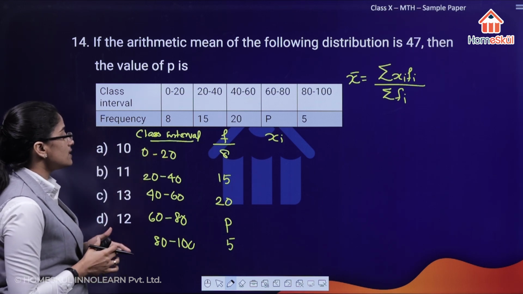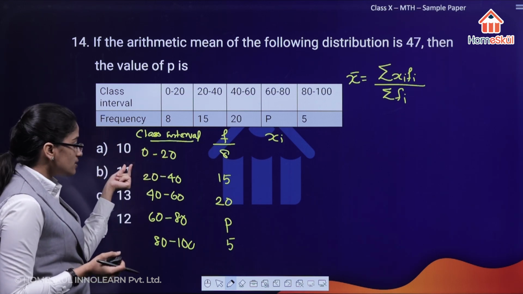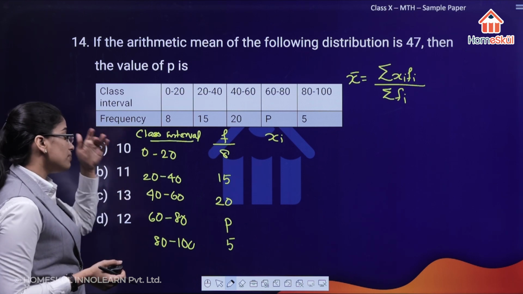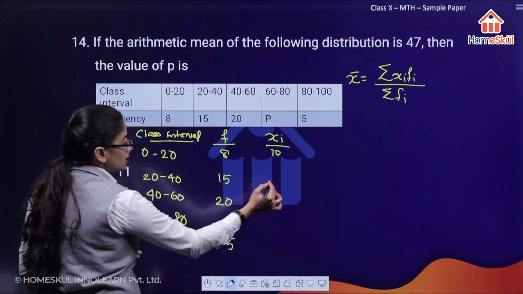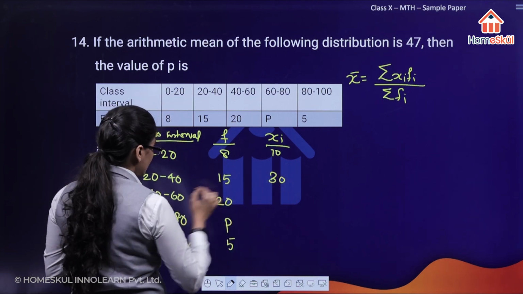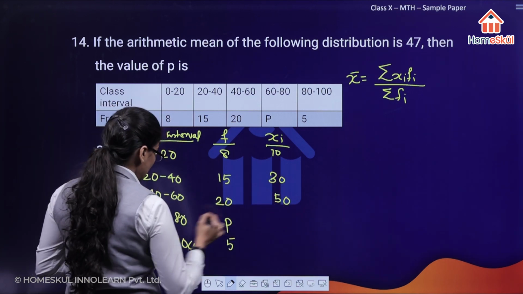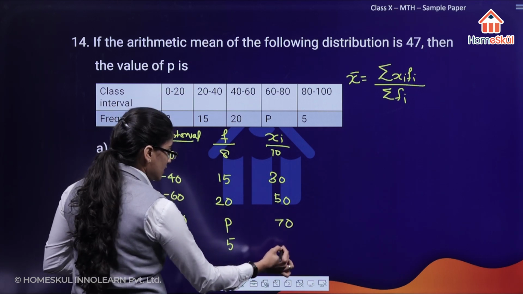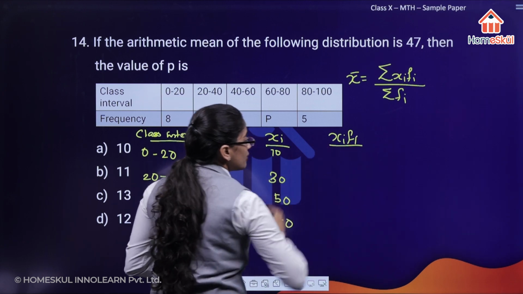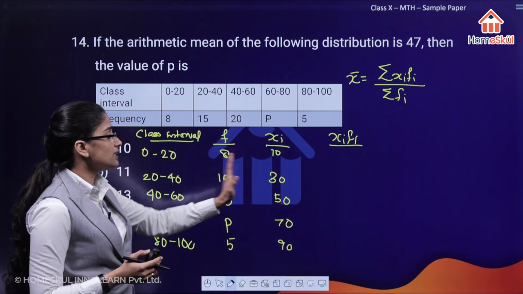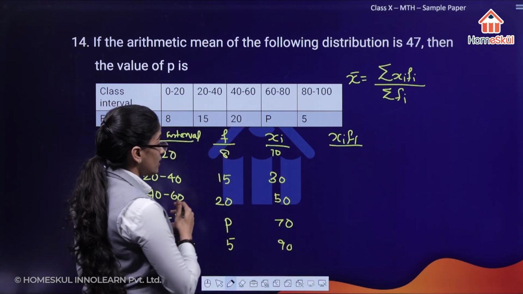So, 0 to 20, what is the mid value? Upper limit plus lower limit divided by 2. 20 plus 0 divided by 2 is 10, isn't it? Mid value 10, then 20 to 40, the mid value is 30, 40 to 60, the mid value is 50. Then here it is 70 and the next one it is 90. Then, we need to find out summation of xi fi. That means we will be finding the product of xi and fi correspondingly.